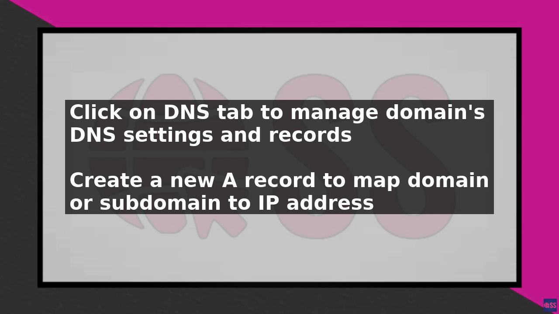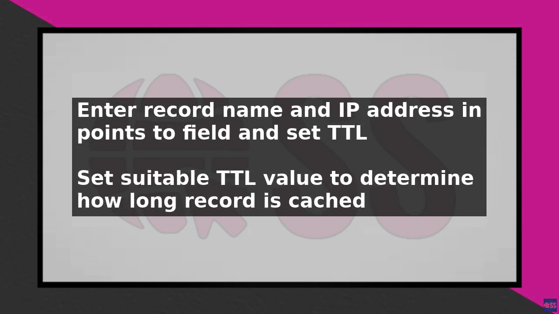Now enter the name of the record, which is usually the subdomain you want to point to the IP address, such as www or mail. If you want to point the root domain to the IP address, leave this field blank. Enter the IP address you want to point the domain to in the Points to field.